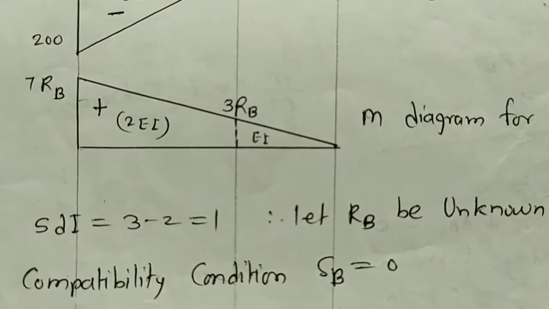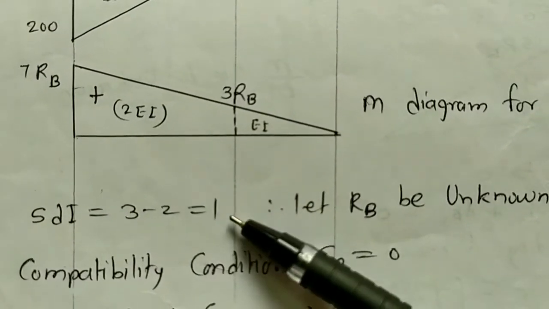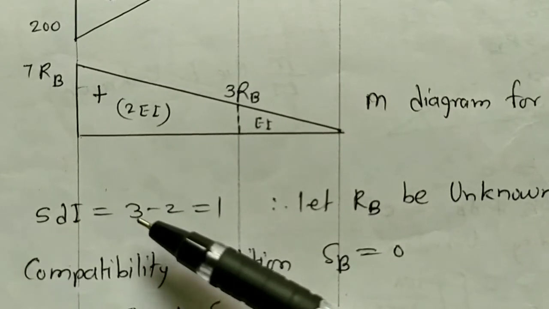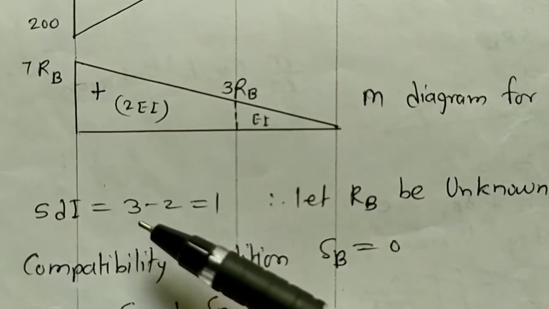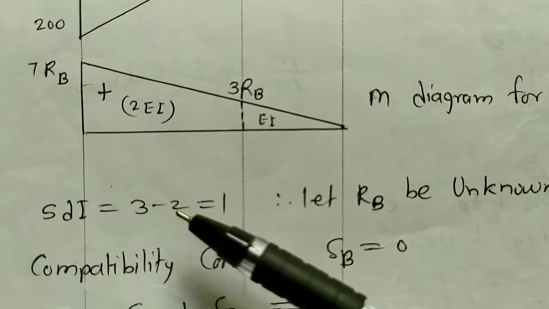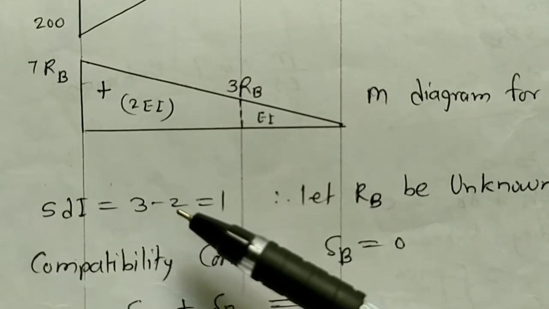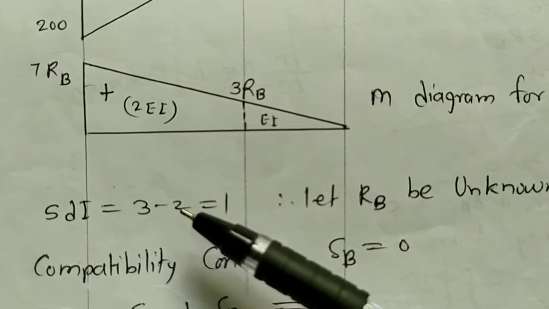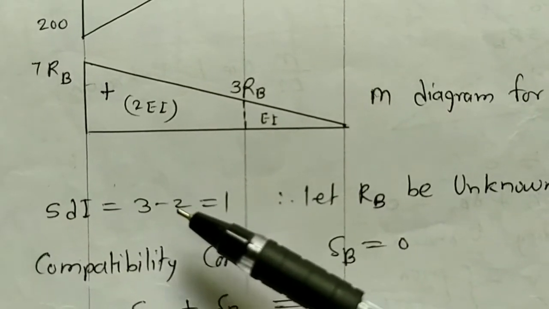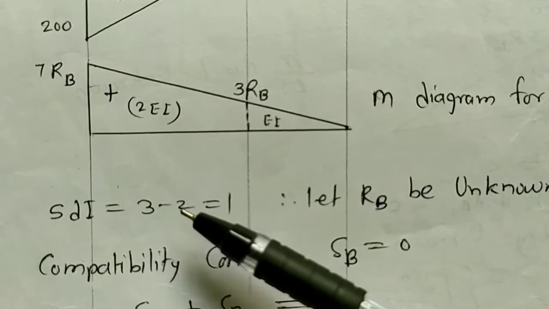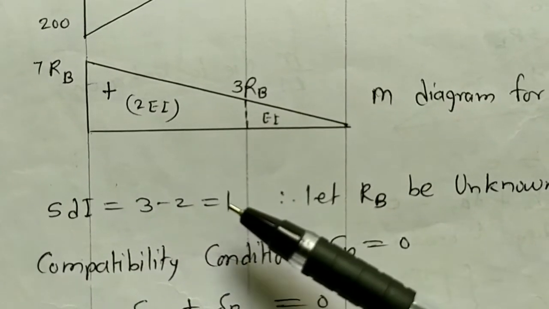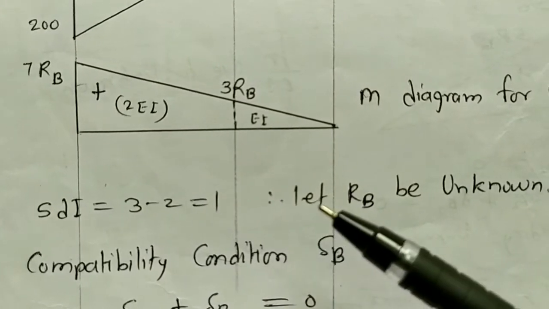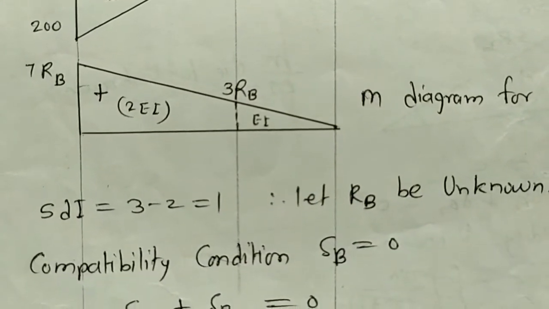Now we will find the SDI of the structure. So here SDI of the structure comes out to be 1, because the number of unknowns is 3, that is RA, MA and RB, minus equilibrium equations. Here we have to use two equilibrium equations, that is summation Fy equal to 0 and moment equal to 0. So the answer comes out to be 1. SDI is 1. To solve this example, we are taking RB as unknown.